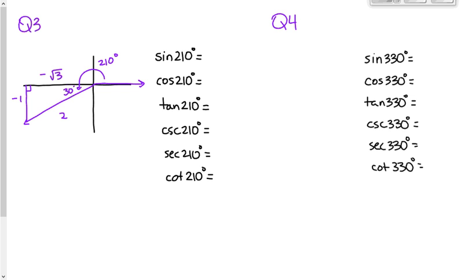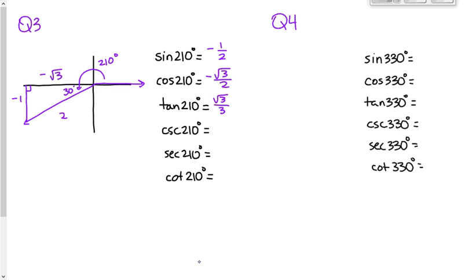So sine, opposite over hypotenuse. Cosine, adjacent over hypotenuse. Tangent, opposite over adjacent. Negative 1 over negative square root 3. You'll get a positive because you're dividing a negative by a negative. And then you're going to rationalize it, so square root 3 over 3.